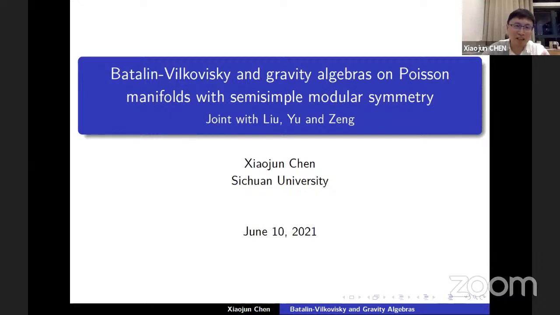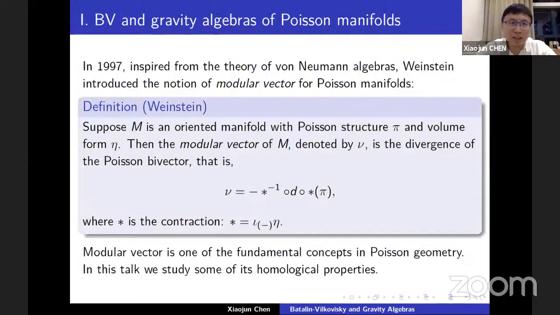So today the title, as Qingzhan has said, is PV and gravity algebras on Poisson manifold with semi-simple modular symmetry. This is a joint work with our students, Liu, Yu, and Zheng. So let me start from some background.